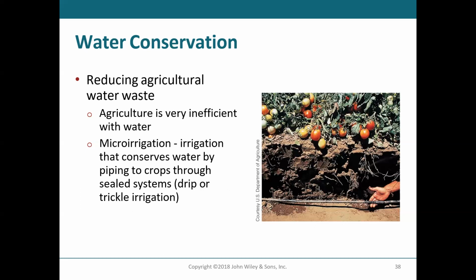This really cool innovation called micro irrigation, or drip or trickle, is where a pipe has tiny little holes that can send water out little by little. And you can see this here, the trickle micro irrigation system. It feeds water directly to the roots, which will then absorb it, so it's not lost through evaporation or runoff.